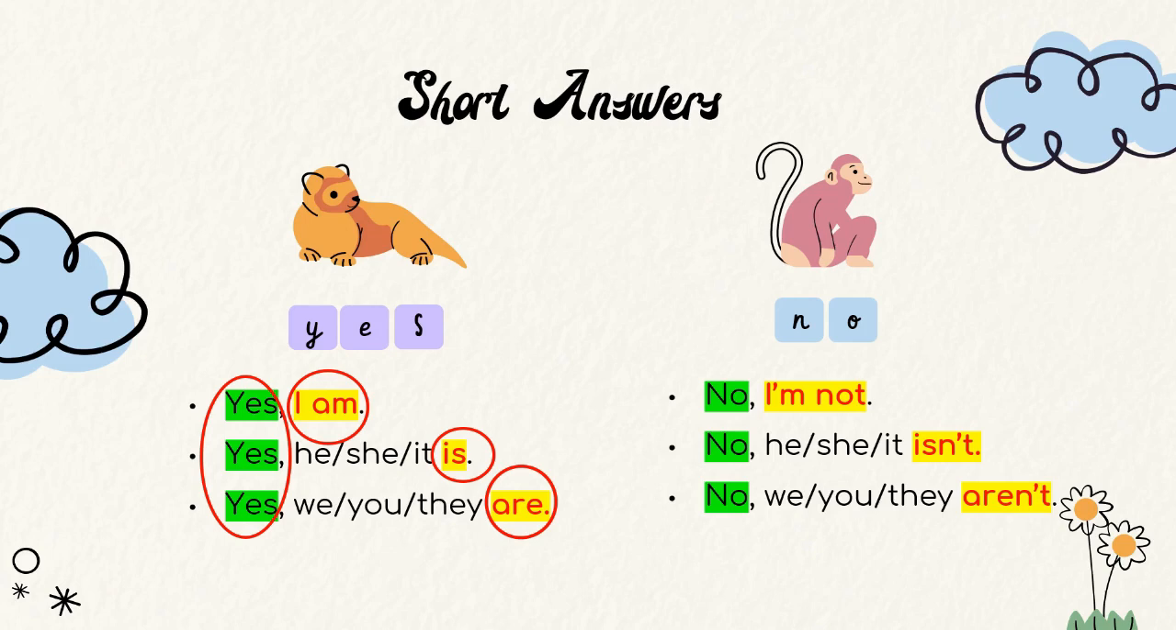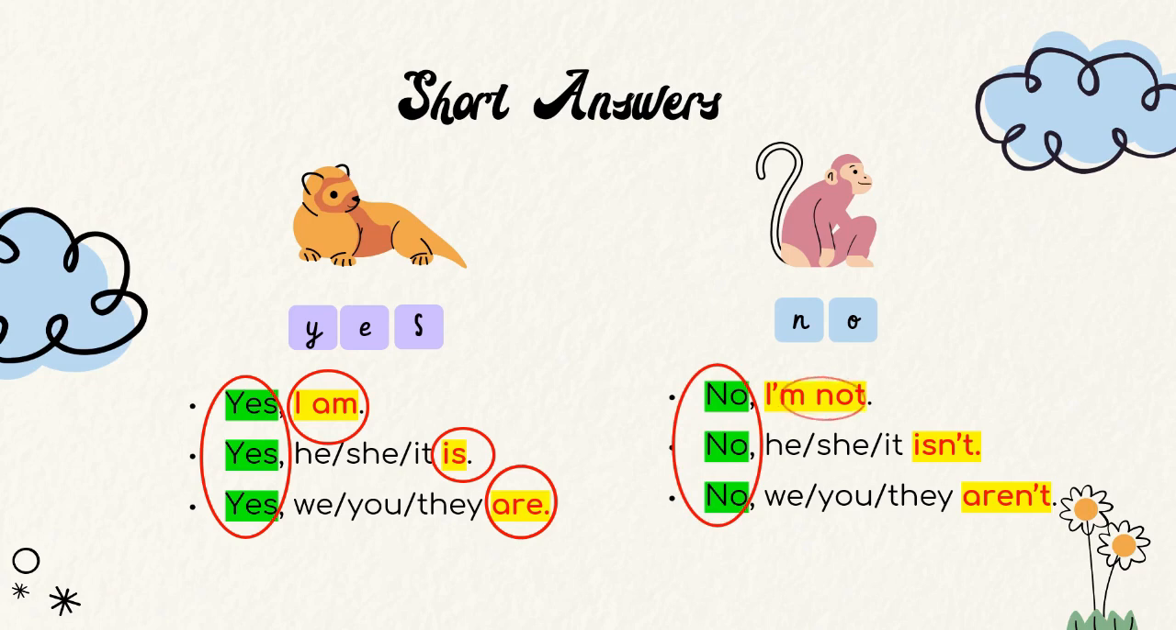Yes, we are going for the party this weekend. Okay, yes, they are. So this is how you're going to answer. How about no? When you say no, I'm not. No, I'm not going to school today. No, I'm not going to the party this weekend.